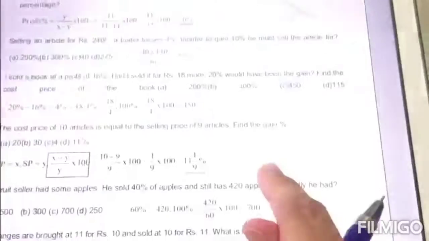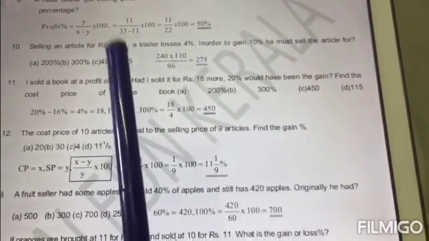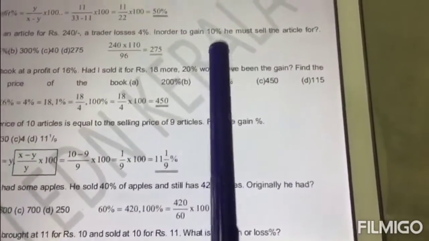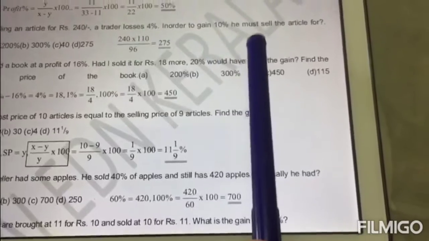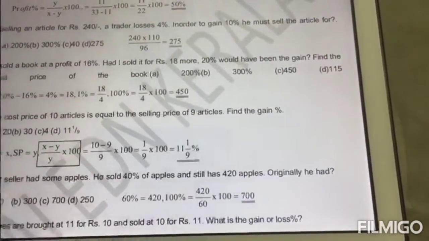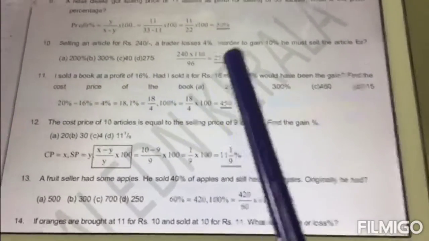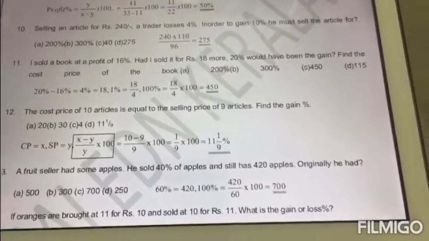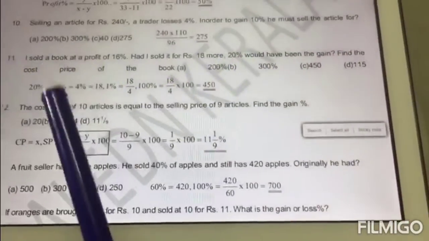When you get the loss, you add the loss to the selling price in order to get the cost price. Correct? Calculate the percentage gain on the cost price, and then calculate the selling price that the trader must sell the article for in order to get this gain of 10%. Alright, they have given a working, but you just follow the steps that I've said so that you can understand it better. Okay, number 11. I hope it is clear. Please let us know if it is not.